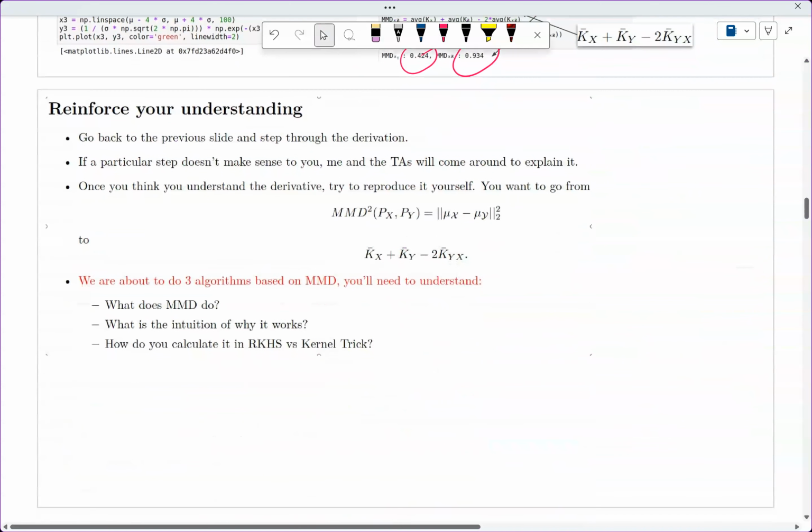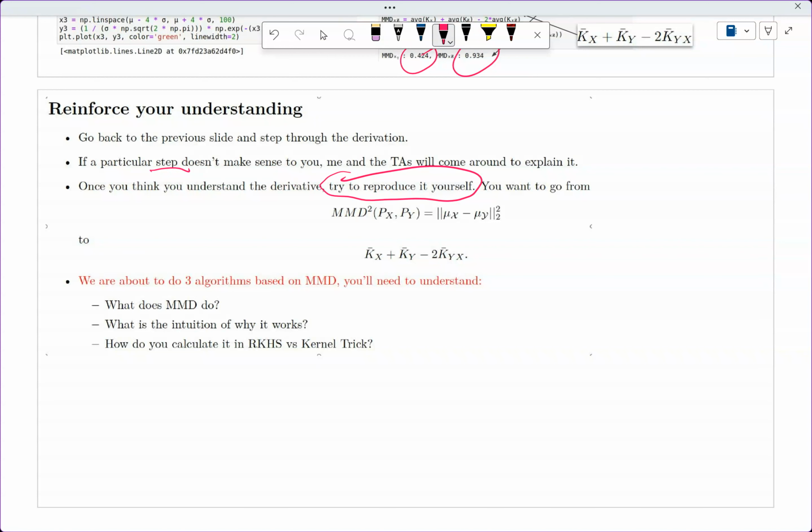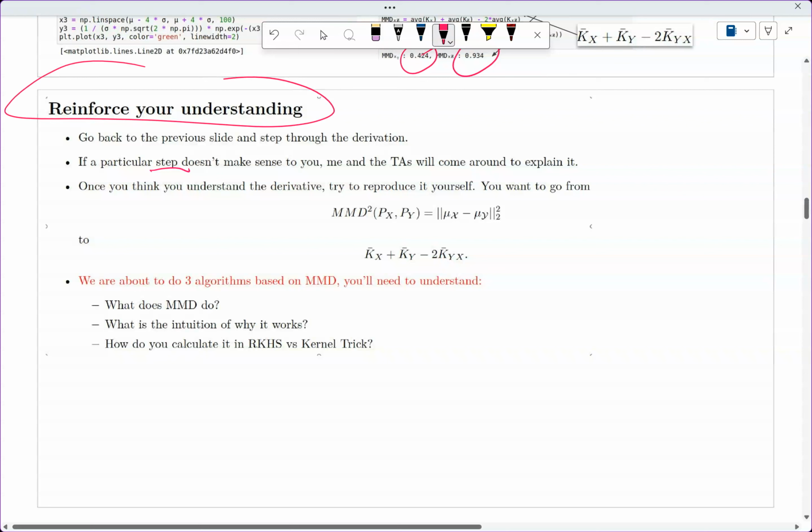Now, I want you to take a second to reinforce everything you learned. Go back to the previous slide and go over the derivation. If a particular step doesn't make sense to you, make sure you have the TAs explain it to you. Once you understand that derivation, see if you can reproduce it yourself. Think about the steps we went through and see if you can reproduce the logic behind how everything happened, such that it leads us to this final equation. We're about to do multiple algorithms now based on MMD. So pause the video, make sure you can do this, and then we'll move on.